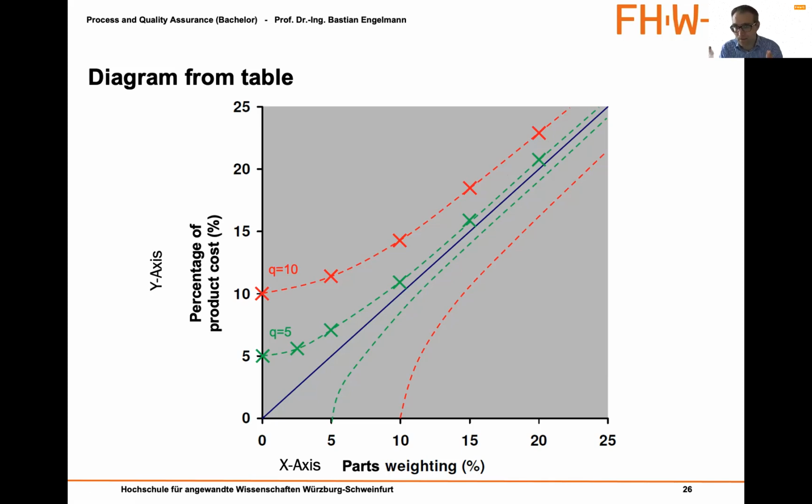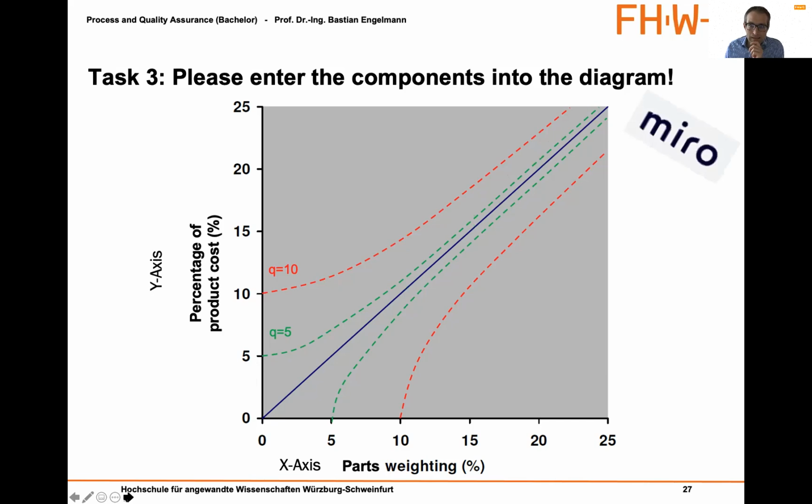Okay, so this is the target cost diagram. And what you can do is, I prepared this diagram on Miro, and you can find online in e-learning the link to the Miro board, and then you can take the values from the table and make crosses into the Miro board. Okay, I show you where the link is online.